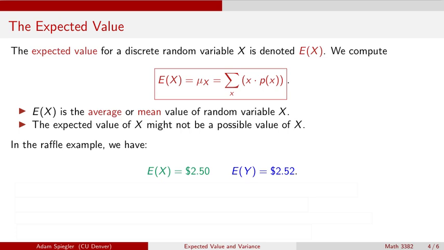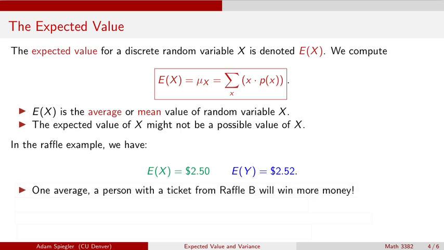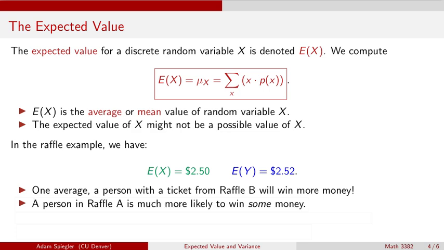And so if we're looking at these payoffs and we return back to our original question, which is which raffle ticket should we take, it seems like, well, raffle B, we can expect to win more, so we should choose raffle B. But there's more to consider here. So certainly on average, a person will win more in Raffle B. However, most of the time in Raffle B, you don't win any money.